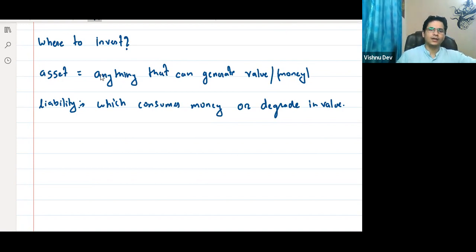So today we will talk about different types of assets, because we have to invest in assets. Do you think that you should invest in liability or asset? Sir, we should invest in assets. Liability will make us spend. For example, is education a liability or an asset? Education is an asset, because it gives us value in future.